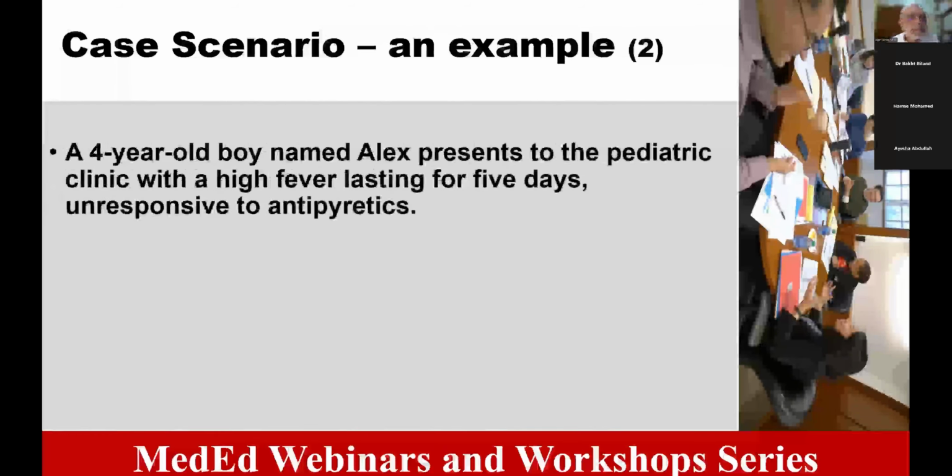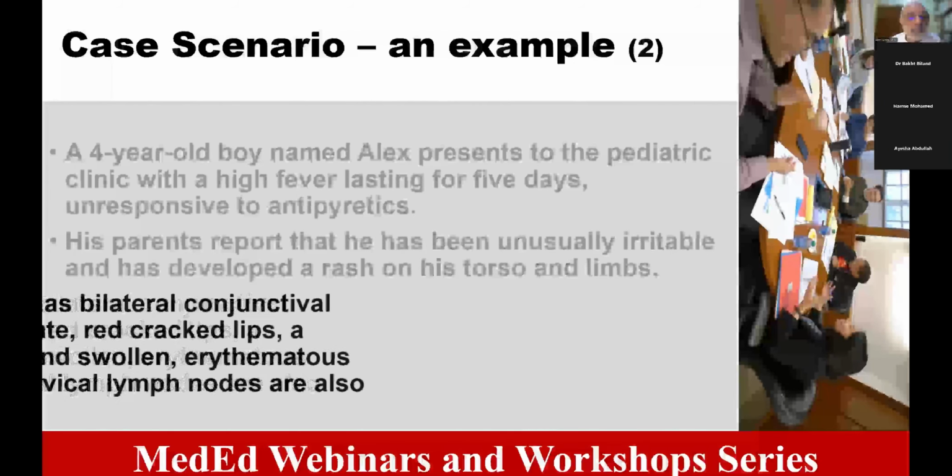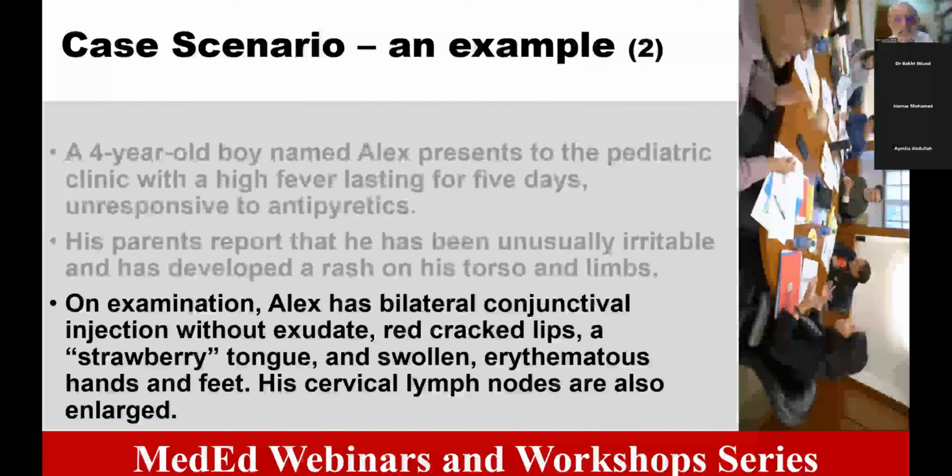Another example is a 4-year-old boy named Alex who presents to the pediatric clinic with a high fever lasting for 5 days, unresponsive to antipyretics. The parents report that he has been unusually irritable and has developed a rash on his torso and limbs. On examination, Alex has bilateral conjunctival injection without exudate, cracked lips, a strawberry tongue, and swollen and erythematous hands and feet. His cervical lymph nodes are also enlarged.